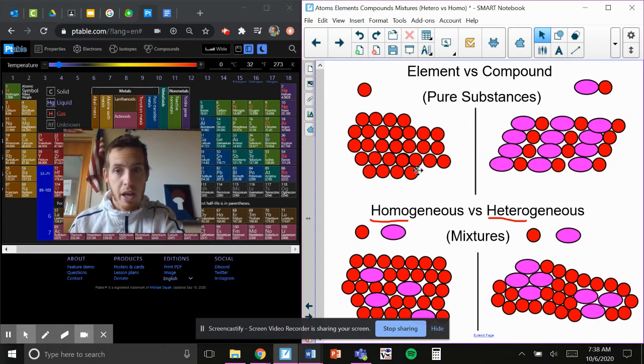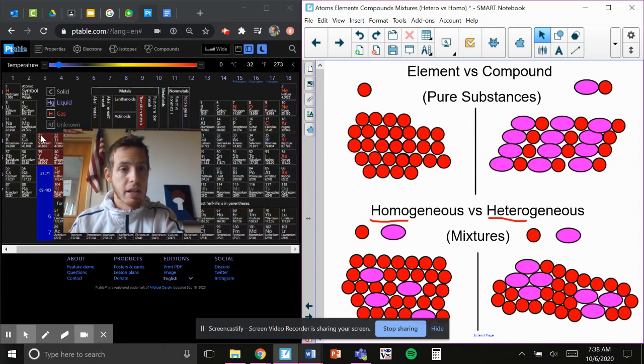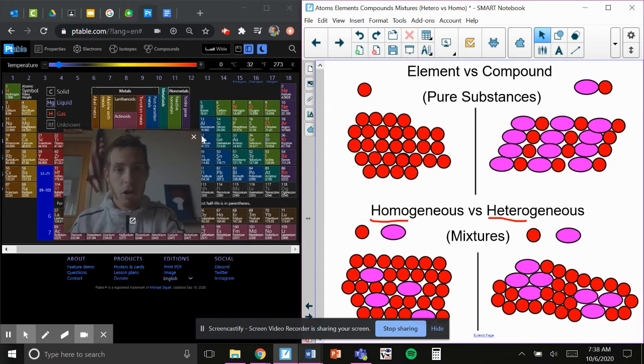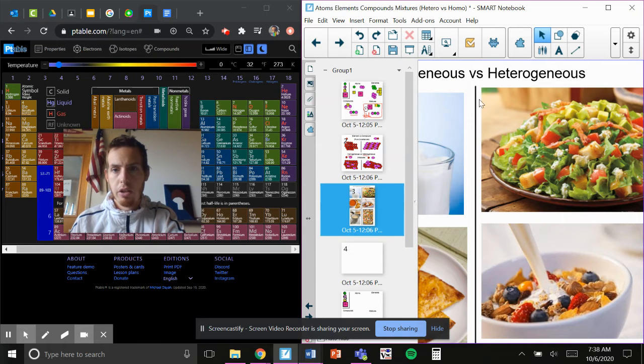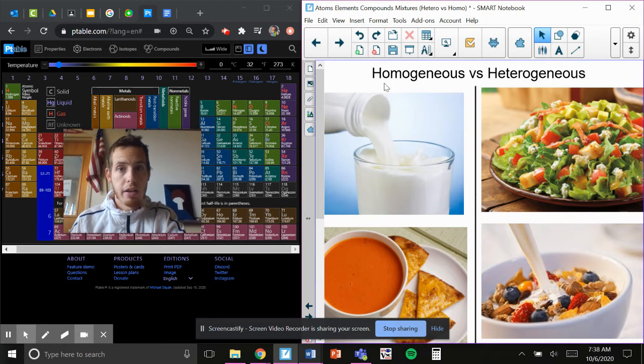So what are some examples of that? Obviously, element examples, anything on the periodic table. Compounds, putting some of these together: water, carbon dioxide, salt, anything like that, hydrochloric acid. Here, what would that look like? Well, as foods, homogeneous again, being the same, it's going to look blended. Milk is a bunch of different things. It's blended together. You cannot see the difference.